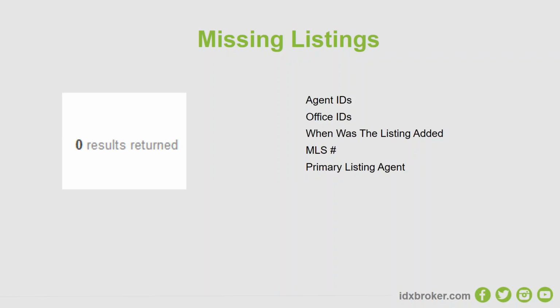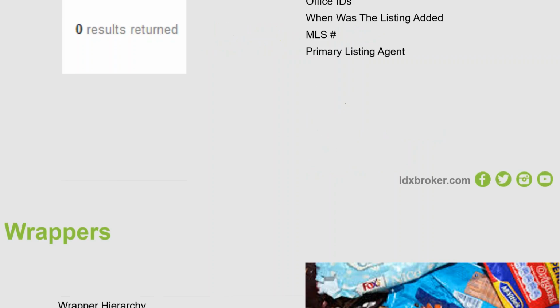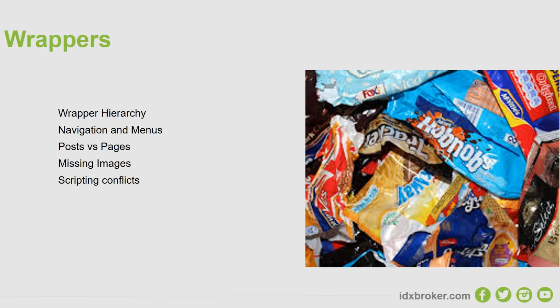Now moving along to wrappers. In your IDX Broker dashboard, on the left-hand sidebar, you'll see a little dashboard widget, and it'll have the name of your MLS as well as a date and a time. That date and time is when that feed most recently updated.